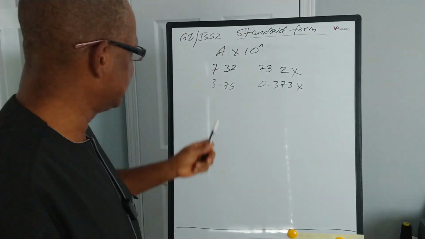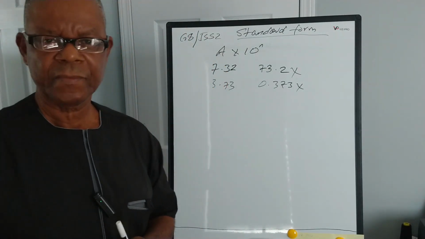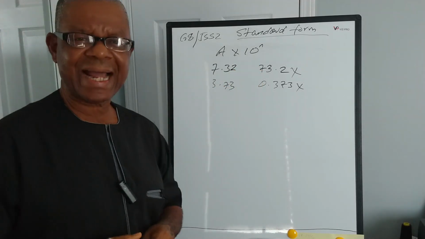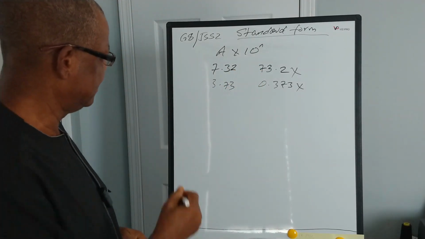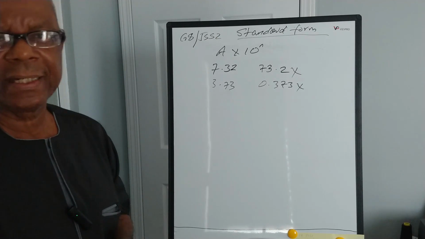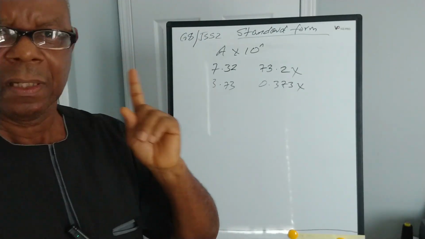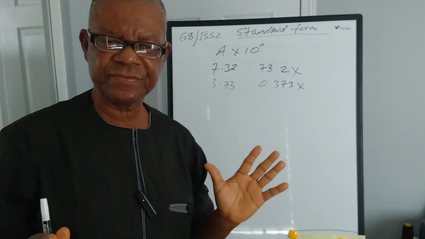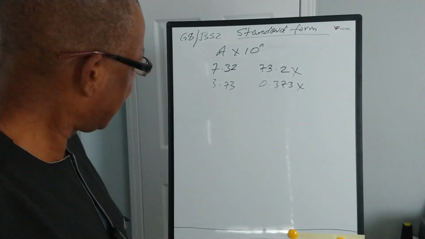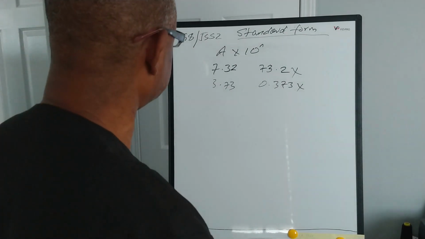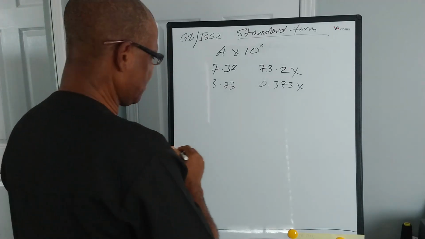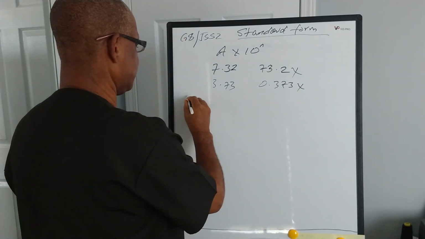This is for A. And this n is an integer. The n here is an integer. It can be positive, it can be negative. Now let us look at an example for this standard form, and you are asked to express the following.